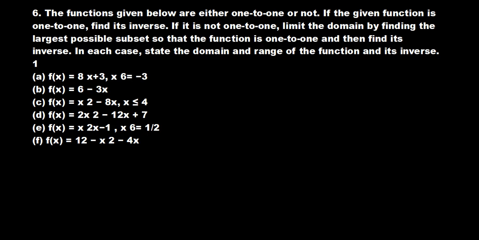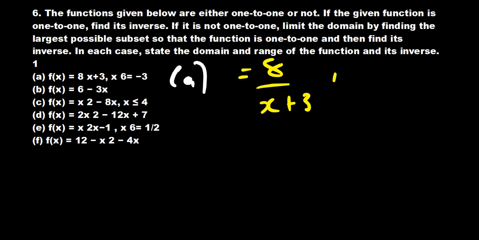Now this one is very interesting. We're finding almost everything: whether it's 1-to-1, the domain, and if it's not 1-to-1, you have to restrict the domain. Let's start with a. We're saying a is equal to 8 over x plus 3, and x should not be equal to -3. I think there was a typo here. Okay, good. So now how do we solve this one?